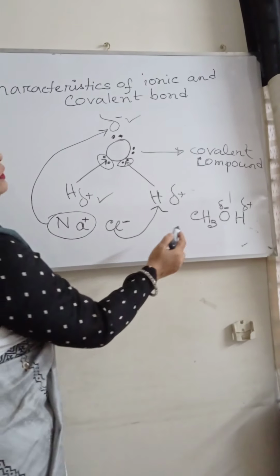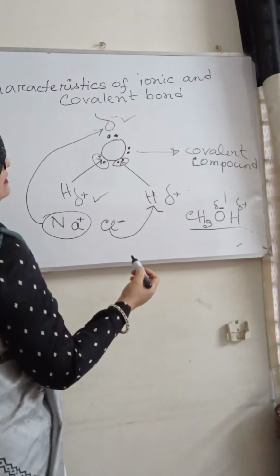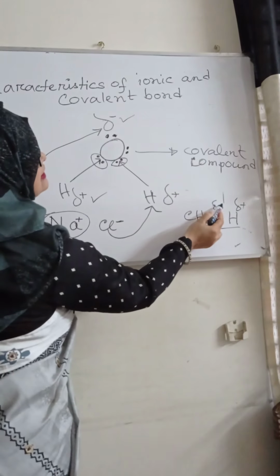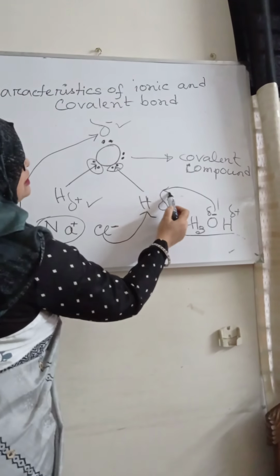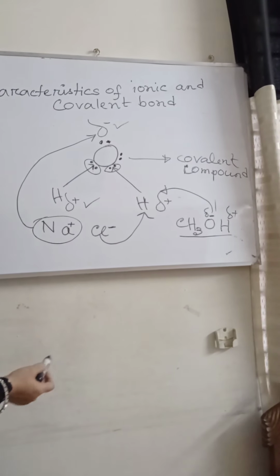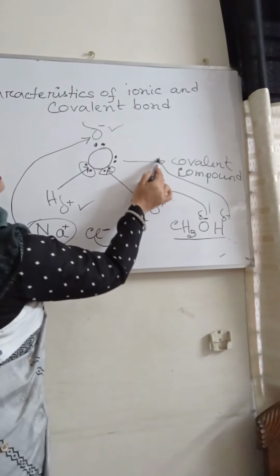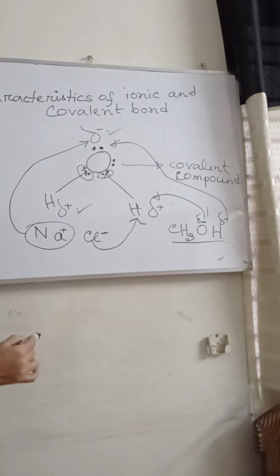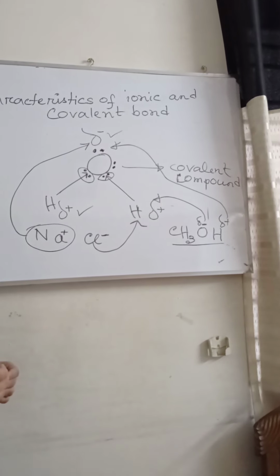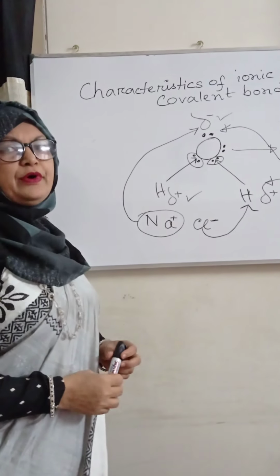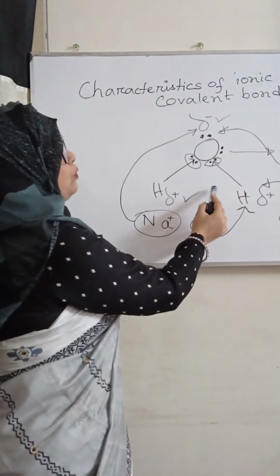That's why when we add methanol into water, the partial negative charge of methanol is attracted by the partial positive charge of water, and the partial positive charge of methanol is attracted by the partial negative charge of water. Thus some polar covalent compounds can dissolve into water.